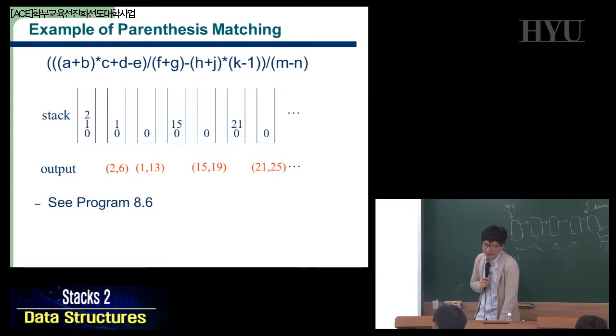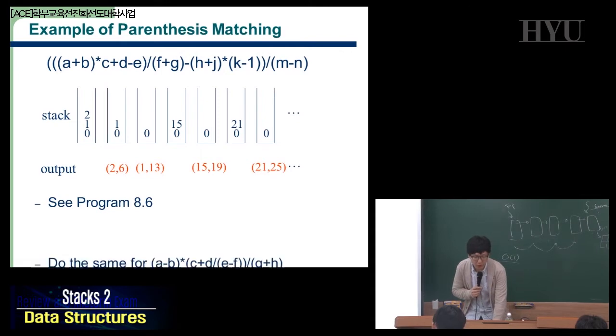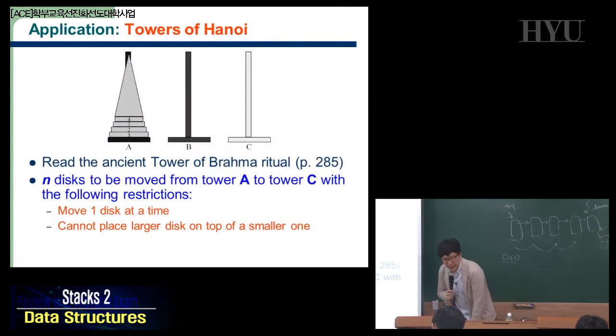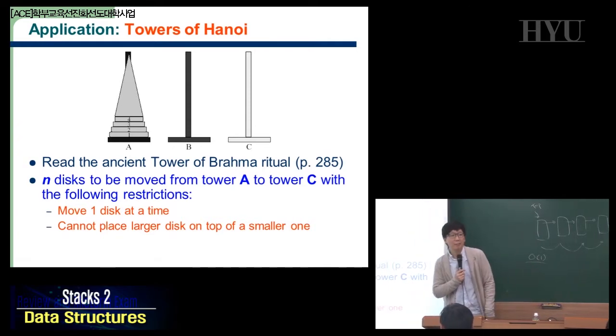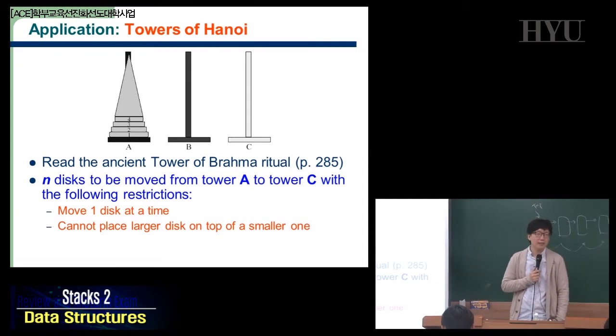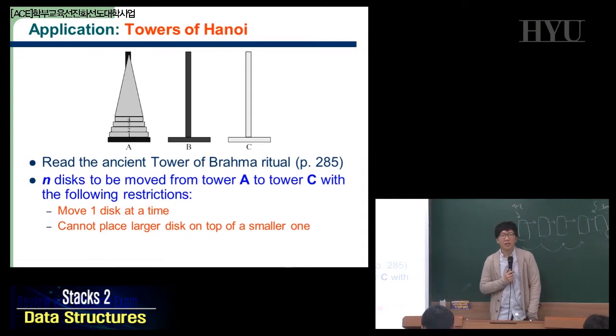See, 8.6 is pretty much the same as what I showed you last time, the pseudocode that I wrote on the board. Do the same for this. And there was towers of Hanoi. We know what it is. What was the problem definition? I'd like to move everything in A to C using B. But there were two conditions: moving one disk at a time, plus you cannot put the larger one on top of the smaller one. That's the only condition. That's why you need the B to do this.